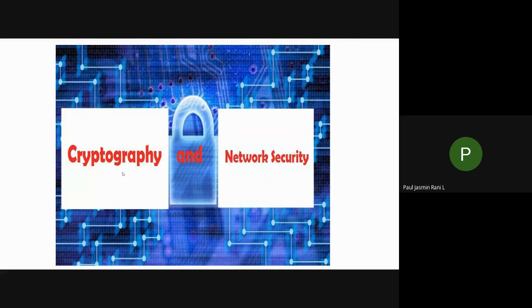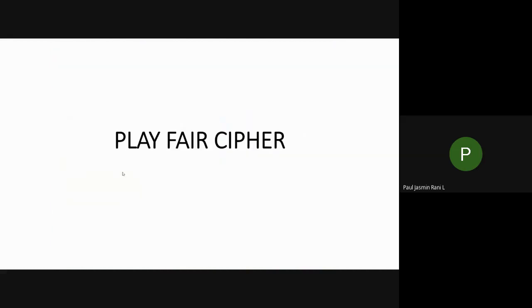That is a drawback of your monoalphabetic cipher. So today we are going to discuss a polyalphabetic cipher. The first one we are going to discuss is the Playfair cipher.